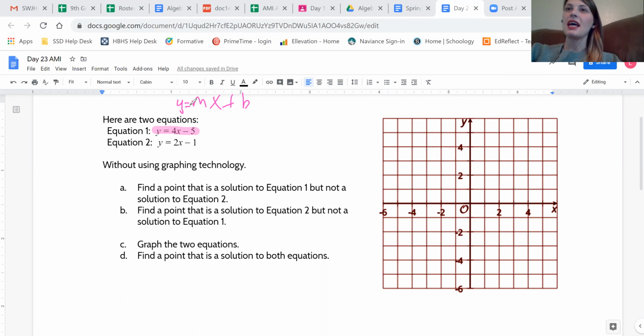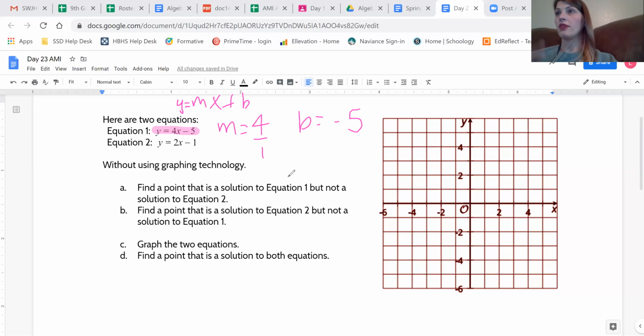In this case, m is equal to 4. Remember, m is our slope, so we might say 4 over 1. And our b, the y-intercept, is negative 5. As I'm looking at these two equations, I know that their slopes are different. I've got 4x minus 5 and 2x minus 1. Our slope for the first one is 4, and for the second one is 2. So I know that they're only going to intersect at one place.